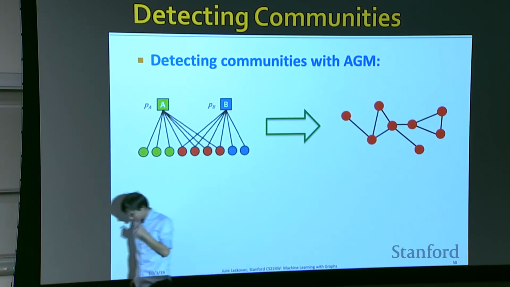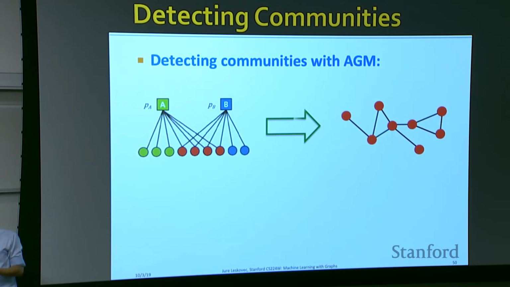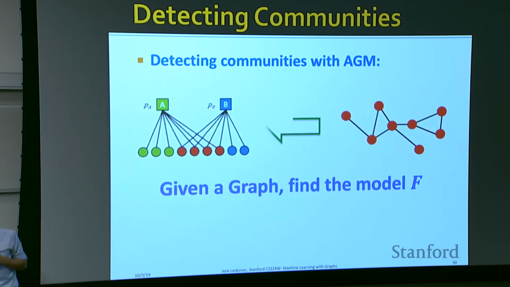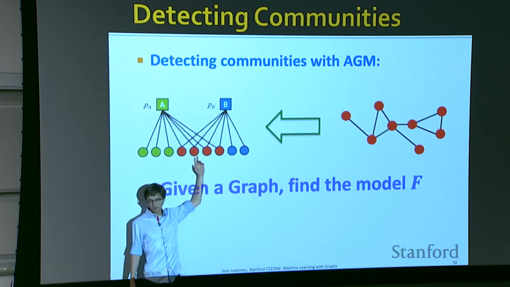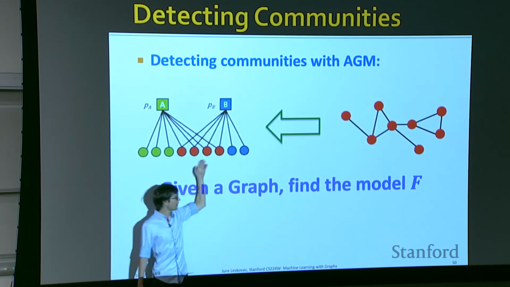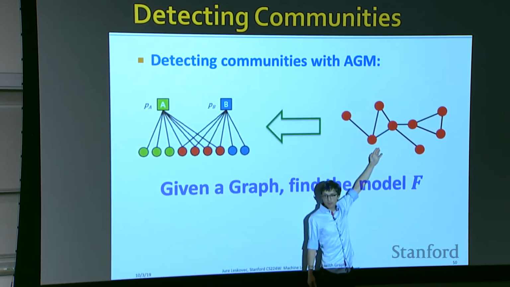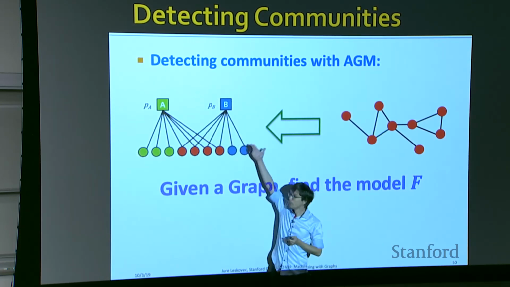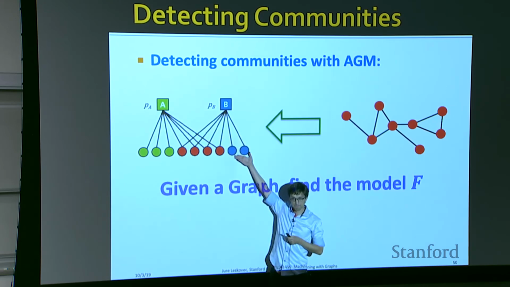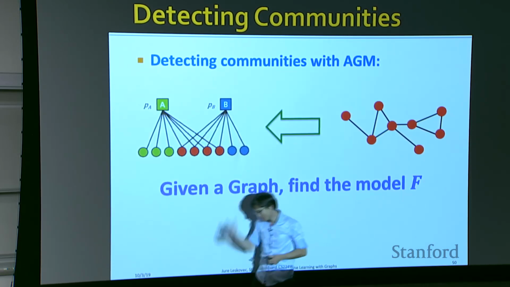We don't care about this. We care about going the other way, right? We want to say, given the graph, find the model, right? And if we are able to find a model that generates our graph as closely as possible, we have just discovered who belongs to which community. Yes? All right, super exciting.